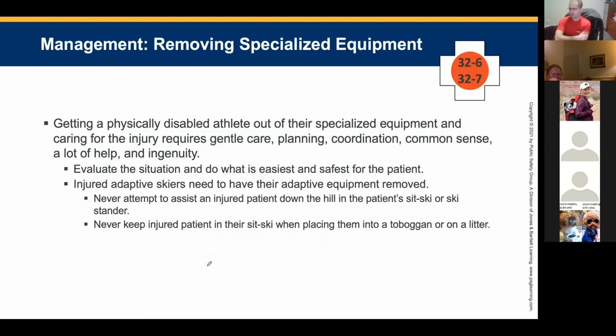Injured adaptive skiers need to have their adaptive equipment removed. So we never want to attempt to assist an injured patient down the hill in the patient's sit ski or ski stander. We never want to keep an injured patient in their sit ski when placing them into a toboggan or litter.